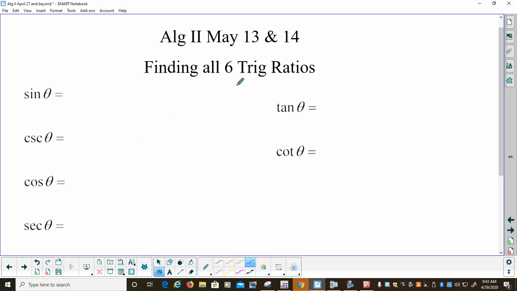You guys are going to be learning 6 trig functions now. You've had sine. Sine was your opposite over your hypotenuse. Cosine was your adjacent over your hypotenuse. And tangent was your opposite over your adjacent. All right. These other 3 are actually pretty easy.